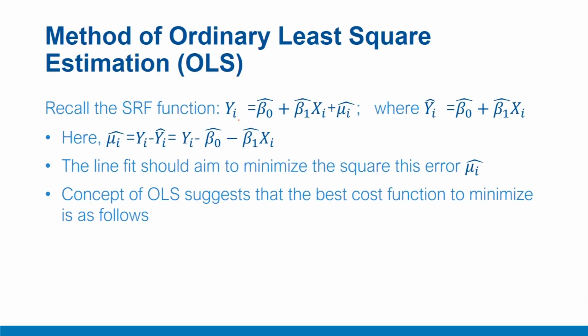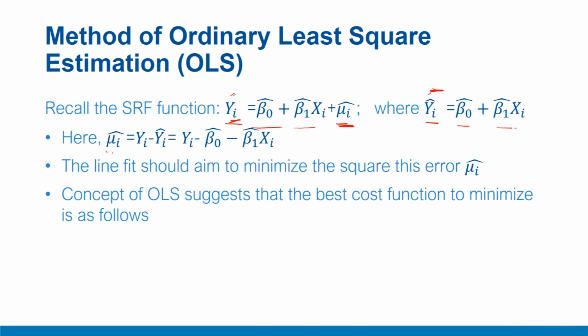Recall, the sample regression function which we discussed was yi equal to beta naught hat plus beta 1 hat xi plus mu i hat. Here we have removed the hat because now we have also included the error term. Earlier we saw yi hat equal to beta naught hat plus beta 1 hat into xi, which is nothing but the predicted value of y. Once we add the error term to the prediction, it becomes the actual yi.